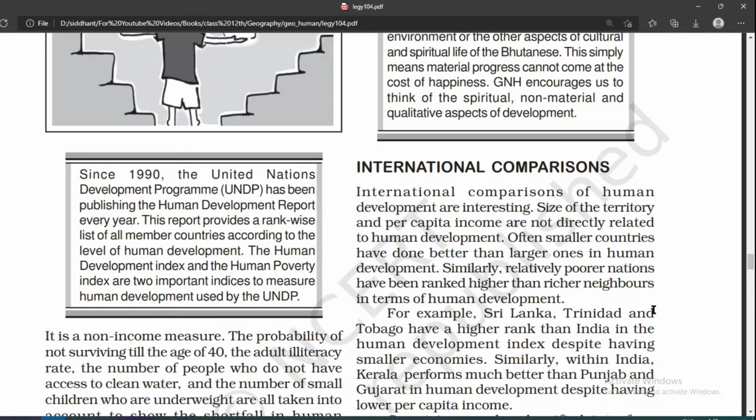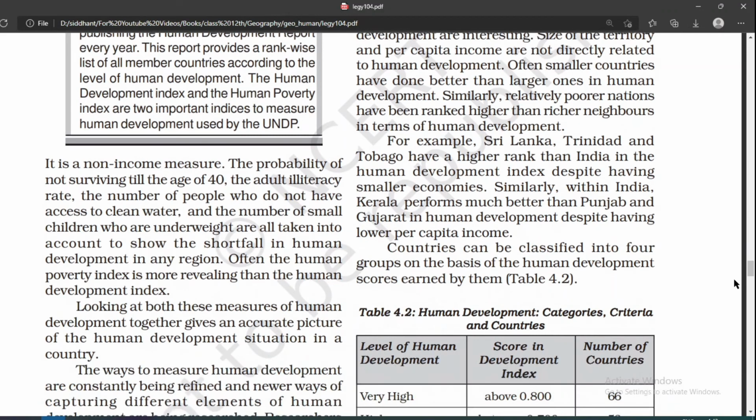For example, Sri Lanka, Trinidad and Tobago have a higher rank than India in the Human Development Index, despite having a smaller economy. Similarly, within India, Kerala performed much better than Punjab and Gujarat in human development, despite having lower per capita income. Countries can be classified into four groups on the basis of the human development score achieved by them.